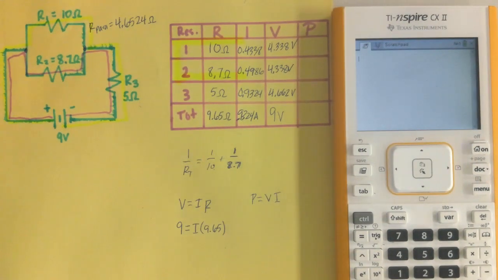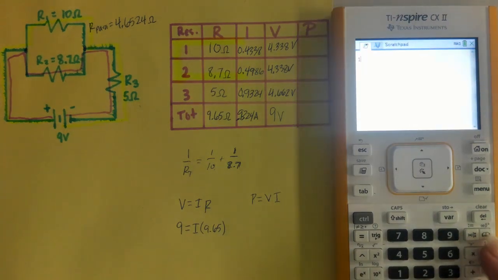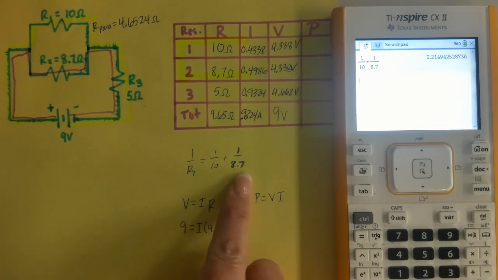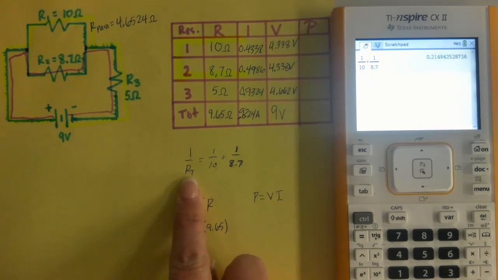However, the Inspire calculator, for whatever reason, does not have that button, and so we can't do the same thing. Instead, if we're trying to use the Inspire, we are going to have to type it in as a fraction. 1 divided by 10, and then 1 divided by 8.7. I know you can type it in as a fraction, and it does switch it for me when I press enter, but I'm adding those together. And again, it's the same thing we did here: 1 over 10 plus 1 over 8.7, that's equal to 1 over RT.